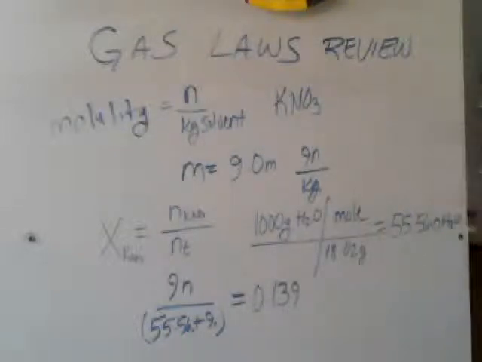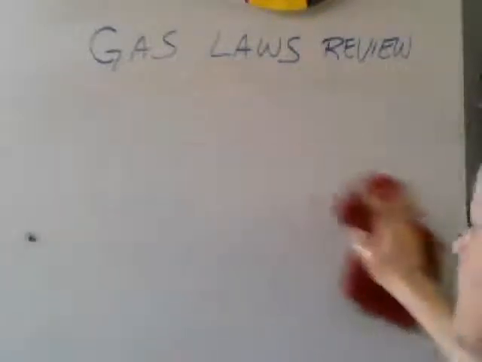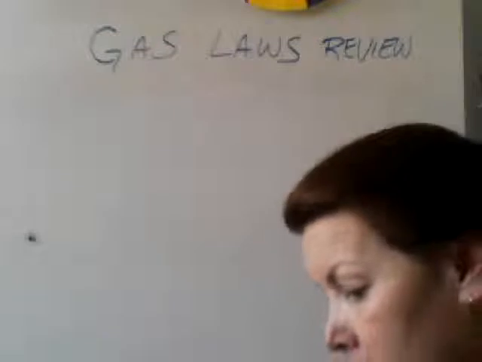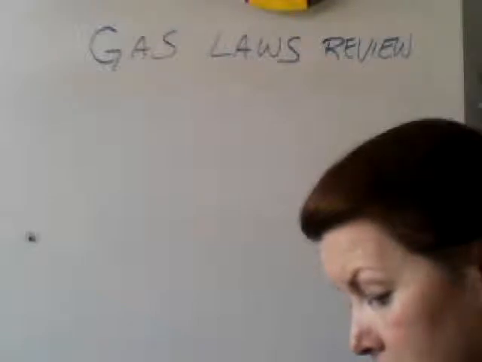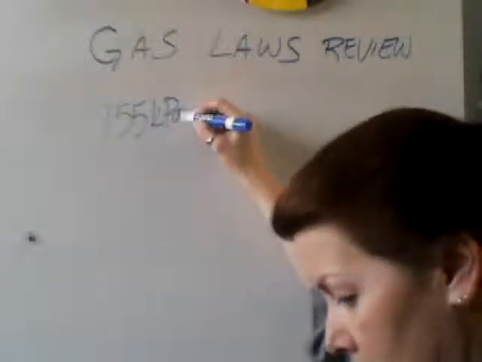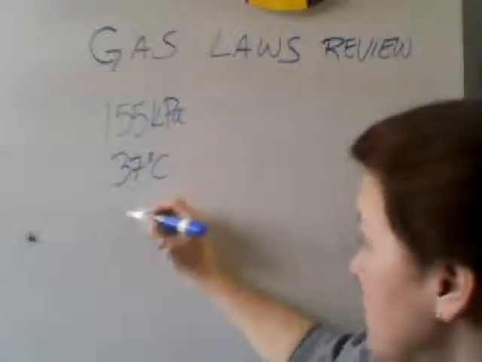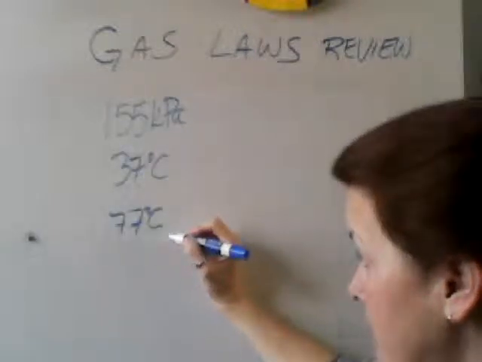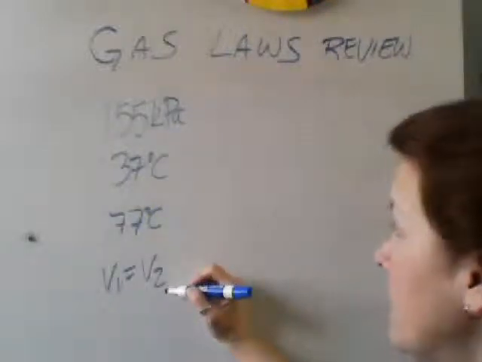So remember that mole fractions is simply another way of looking at a ratio, the percentage of whatever molecule you're looking at in solution. Number 3 on our worksheet says that a sample of hydrogen exerts a pressure of 155 kilopascals at 37 degrees C. The gas is heated to 77 degrees C, but remains at a constant volume. So volume 1 equals volume 2. So what will be the new pressure?